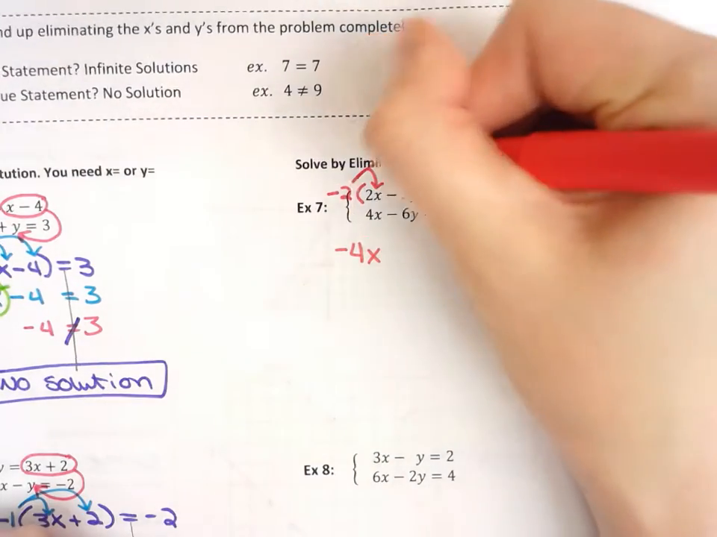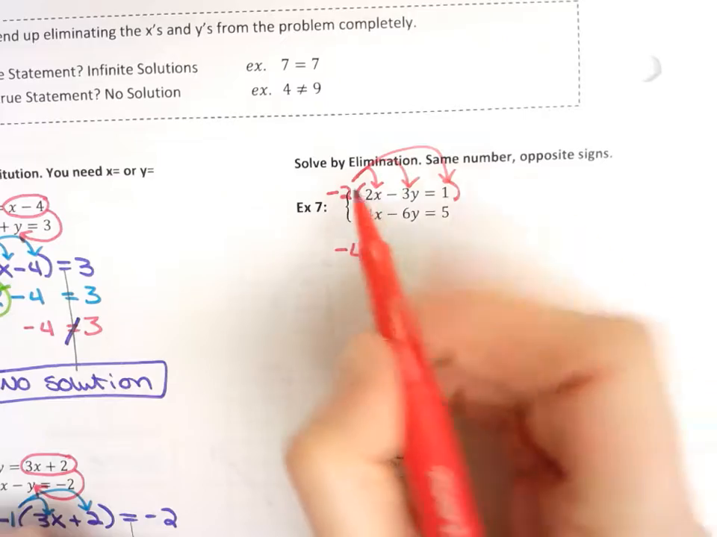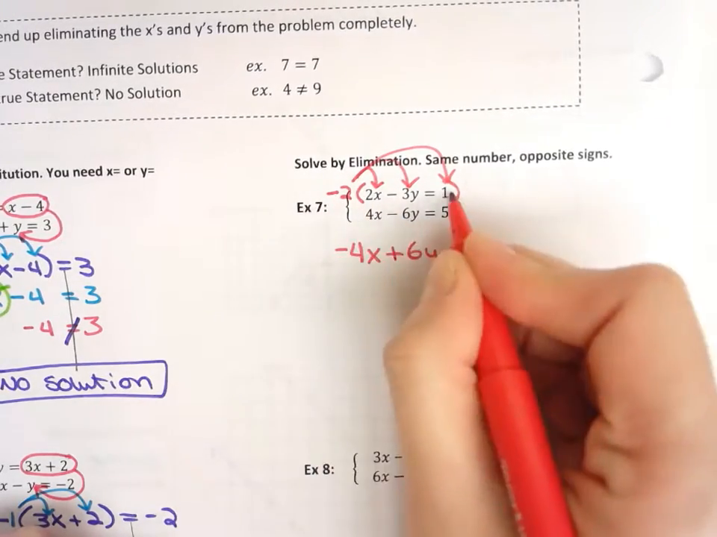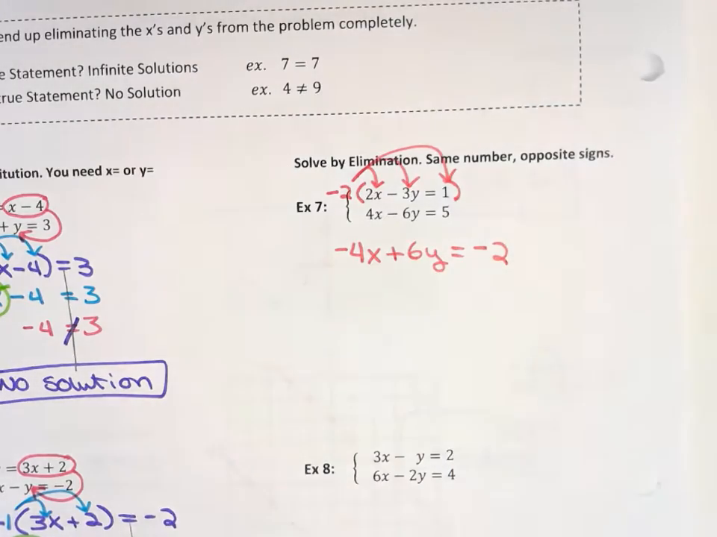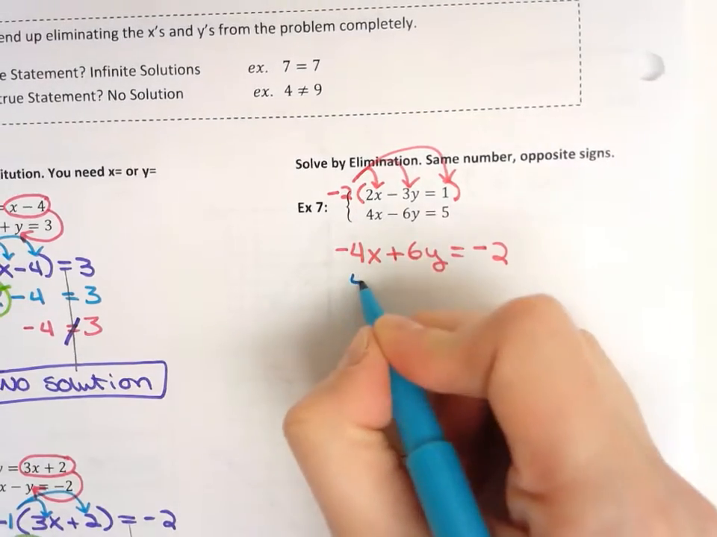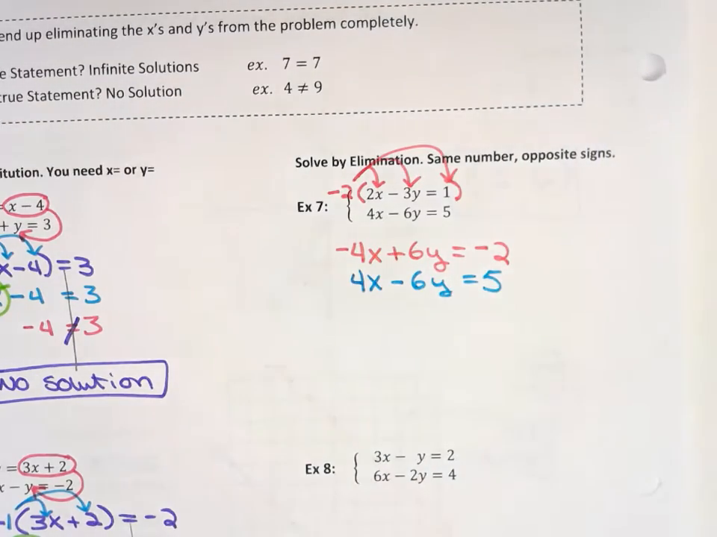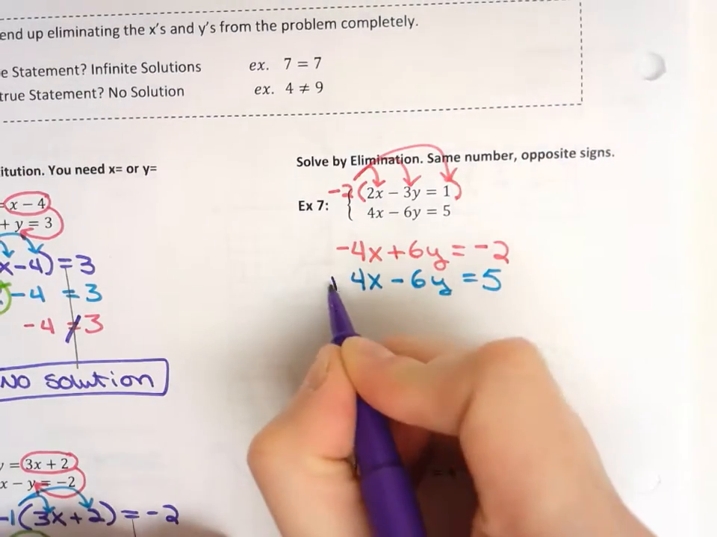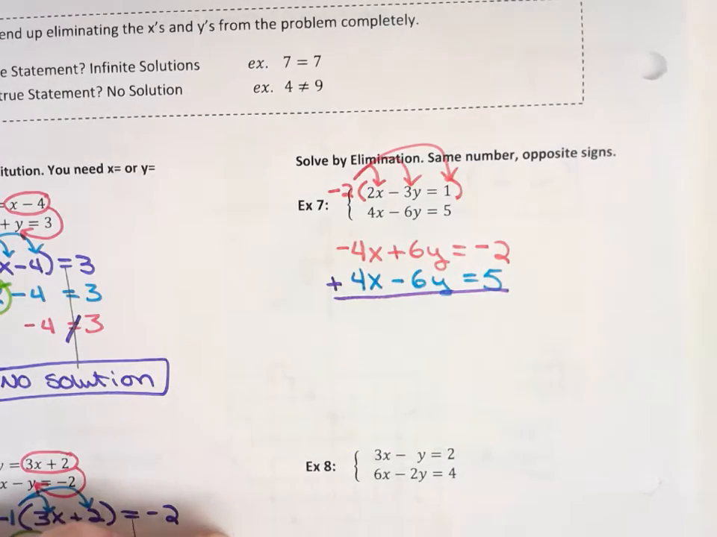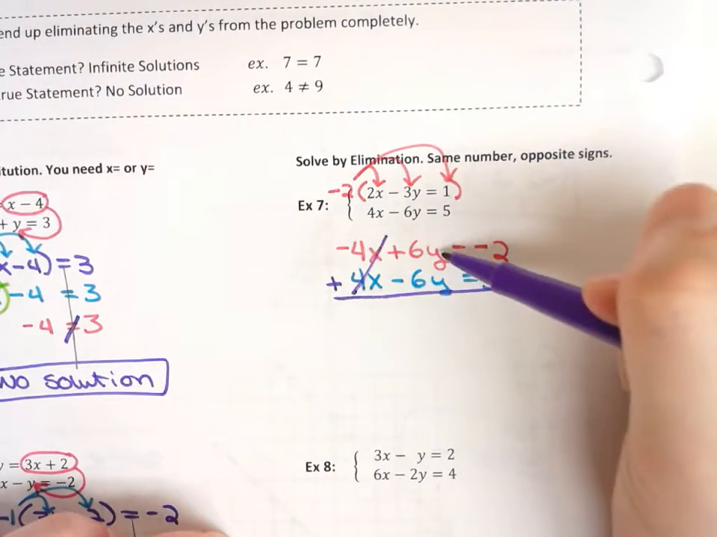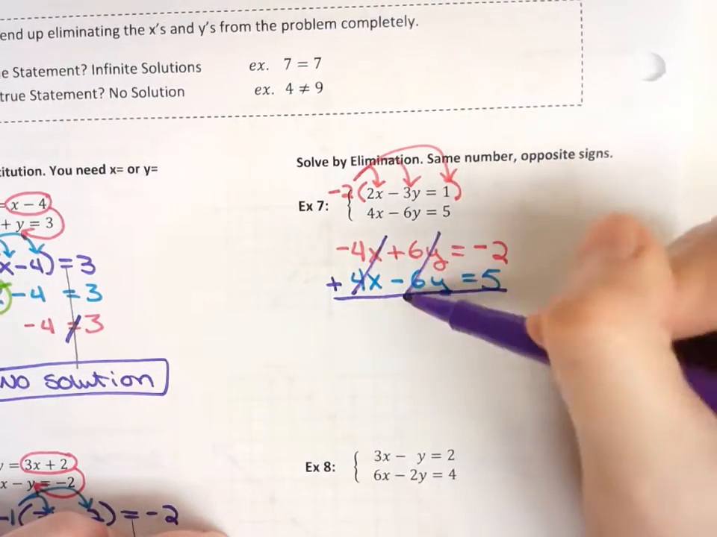Now I've got to make sure I multiply all the way through. -2 times -3 is +6y, and -2 times 1 is -2. The other equation, I am not making any changes to it at all. I'm just rewriting this one underneath. Well, now I have the same number in opposite signs in front of my x's, and I can just add going straight down. -4x plus 4x is 0. 6y plus -6y is also 0.